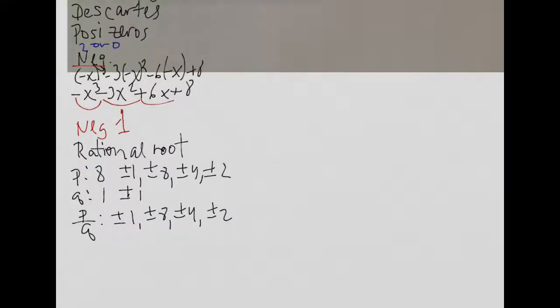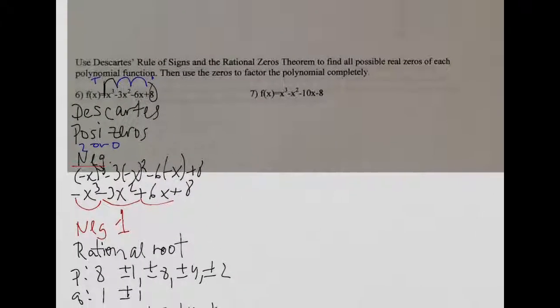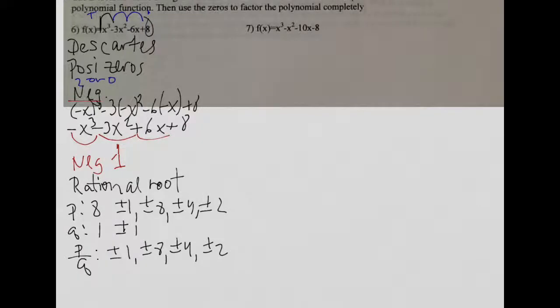Alright, so to figure out the zeros, I need to just pick and see which one works when I do synthetic division. So I'm going to write my coefficients. I got a 1, a negative 3, a negative 6, and an 8. Let's try 1 on the outside first. I'm going to bring down that 1, multiply, 1 times 1 is 1, negative 3 plus 1 is negative 2, multiply, I get negative 2, negative 6 plus negative 2 is negative 8, negative 8 times 1 is negative 8.